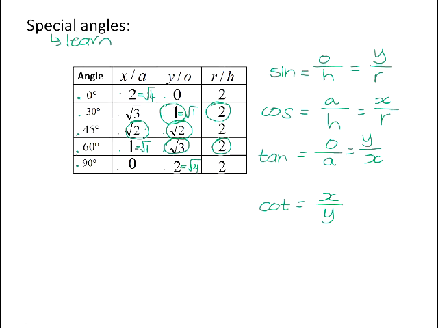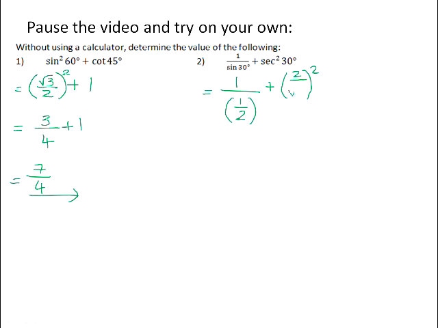The sec of 30 degrees, secant, is the reciprocal ratio for cos, so it will be the r value over the x. For 30 degrees, that will be 2 over square root 3. So it will be 2 over square root 3 all squared. If we tidy that up, 1 divided by a half is the same as saying 1 times 2, which is 2. And 2 over root 3 squared is 4 over 9. Oh, sorry, 4 over 3. Square root of 3 squared is just 3. And 2 plus 4 thirds is 2 and 4 thirds, which as an improper fraction is 10 over 3.